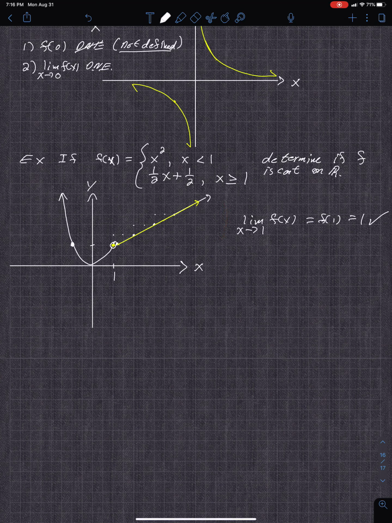So therefore, f is continuous on the reals. So it doesn't have to look nice and smooth. That's something else. But you would not have to actually lift your pencil to draw that. Okay. We will go on to other topics next.